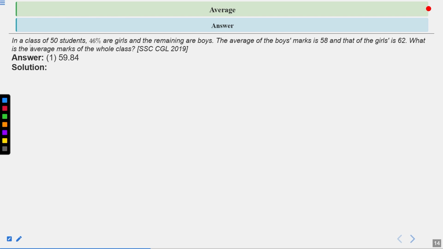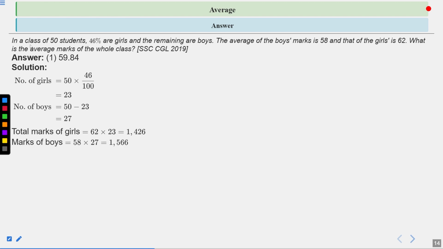Now see the detailed solution of this question. So the number of girls is equal to 50 into 46 upon 100, which is equal to 23. The same way, the number of boys becomes 50 minus 23, which is equal to 27. So the total marks of the girls become 62 into 23, which is 1426. And the total marks of boys become 58 into 27, which is 1566.